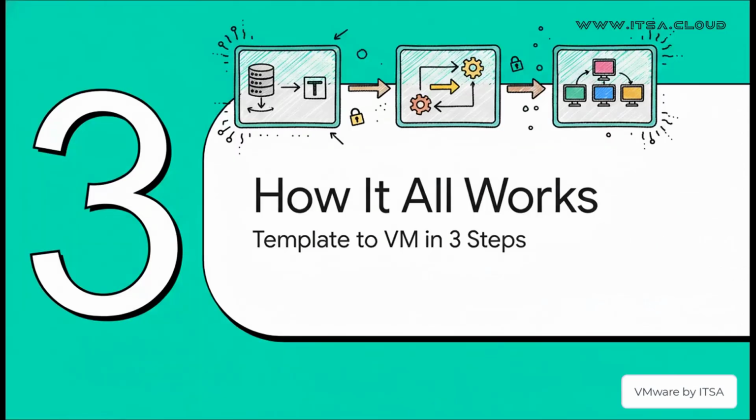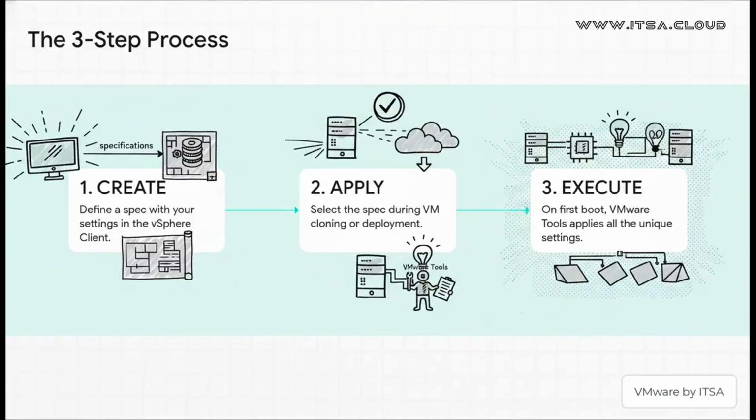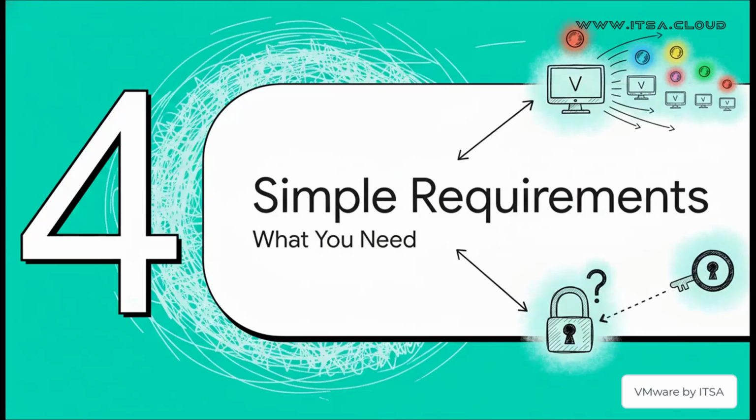Now, I know this might sound a little complex, but the real beauty of this whole system is just how simple it is. The entire process, from a generic template to a fully unique VM, really just breaks down into 3 simple steps. Let's walk through it real quick. Step 1, you create the specification in the vSphere client. This is a one-time thing. Step 2, when you go to clone a VM, you just apply that spec you saved from a simple drop-down menu. And step 3, this is where the magic happens. The new VM boots up for the first time, and VMware Tools just takes over and executes the whole plan. It's true set-it-and-forget-it automation.